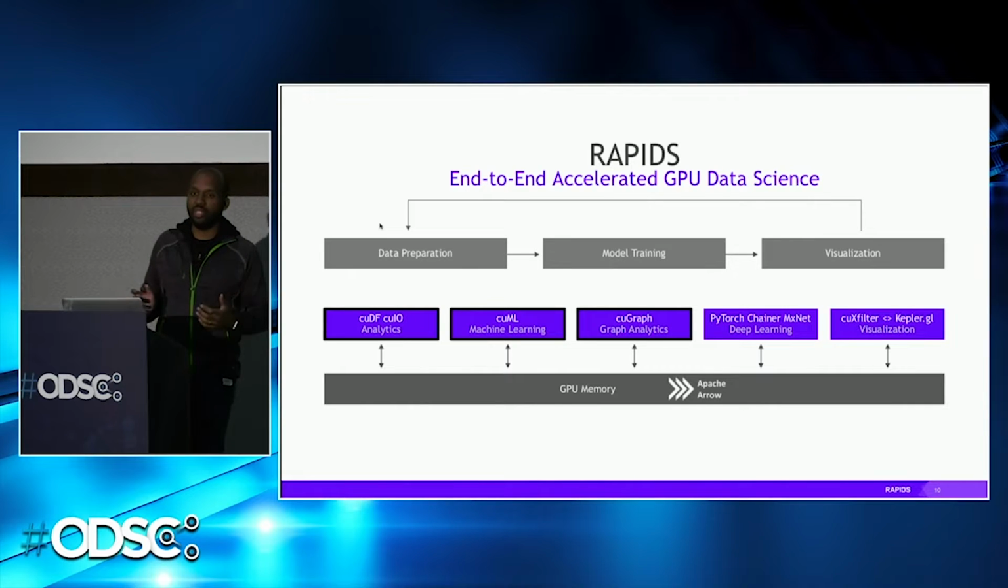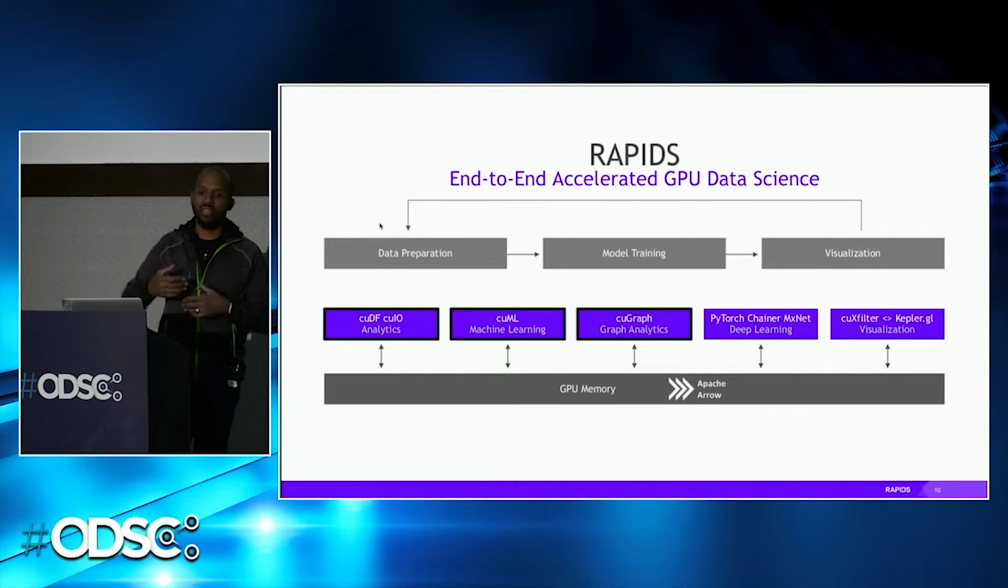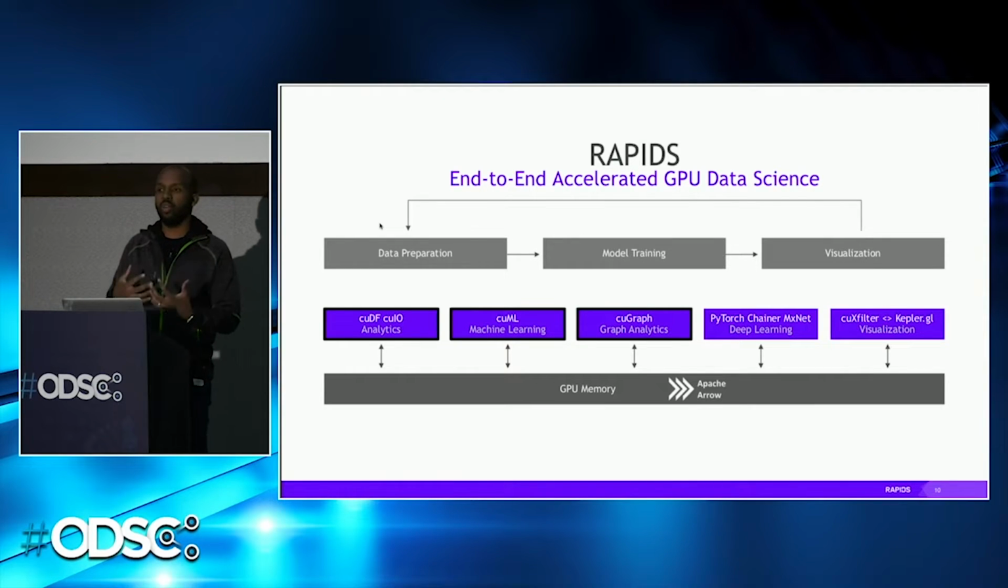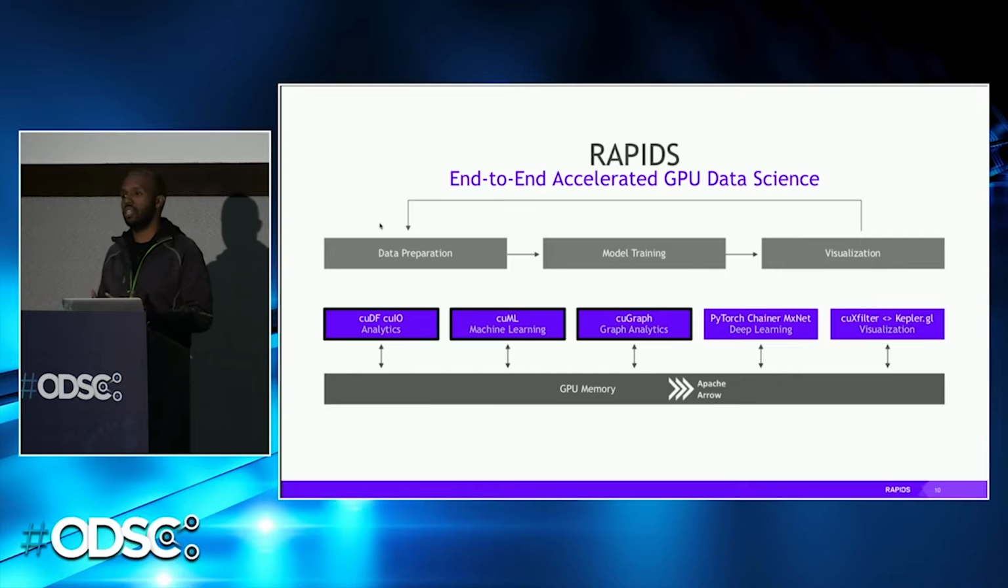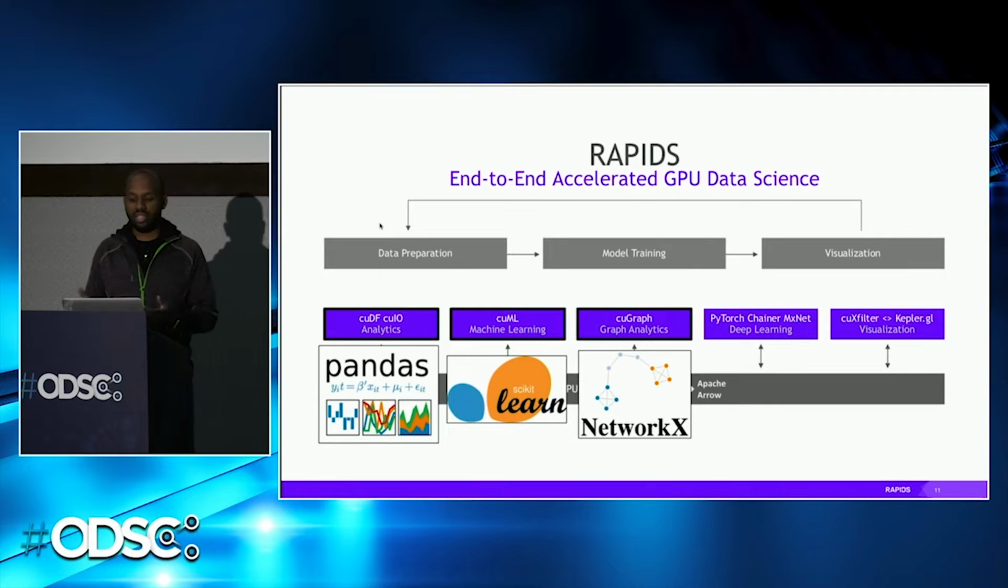So when we built RAPIDS, we said, OK, what are the best APIs? What are the most user-friendly languages? What are the best intuitive ways of exposing how to do a process without asking people to learn something new? And obviously, we gravitated to the Python ecosystem. Pandas, Scikit-Learn, NetworkX, they all have massive adoption.